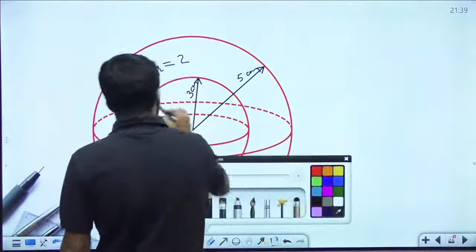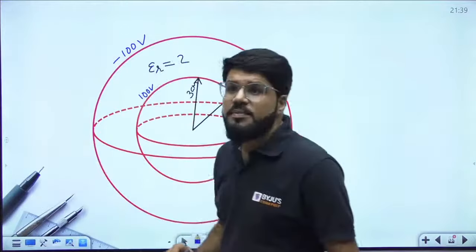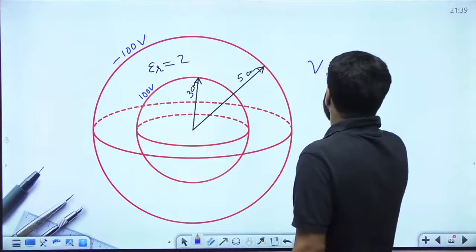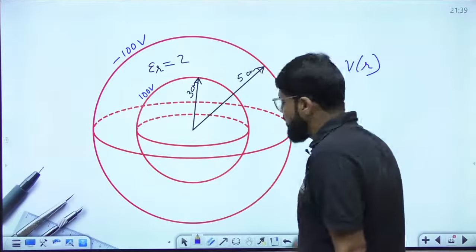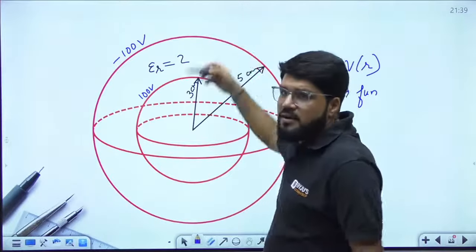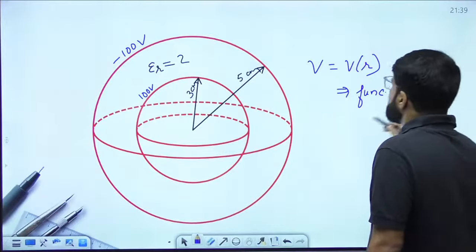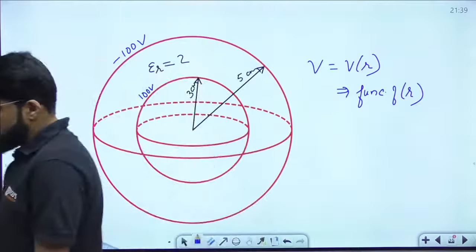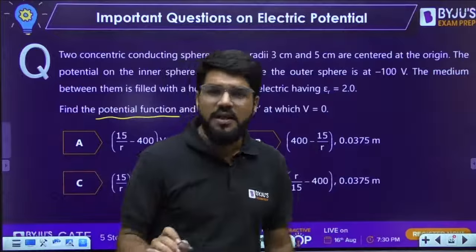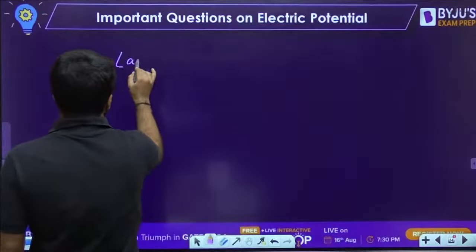So the potential on the inner sphere is 100 volt and the potential on the outer is minus 100 volt. Looking at this picture, V is the potential, and that is a function of r. It is a function of distance because for two different values of r, you have different potentials. There is no charge density given, so we'll be using the Laplace equation to solve it, because it's the source-free case. So let's start with the Laplace equation.